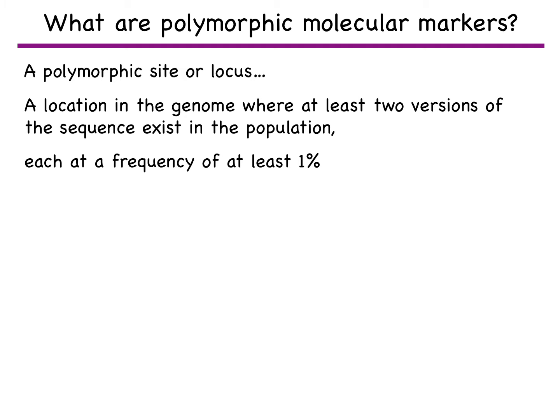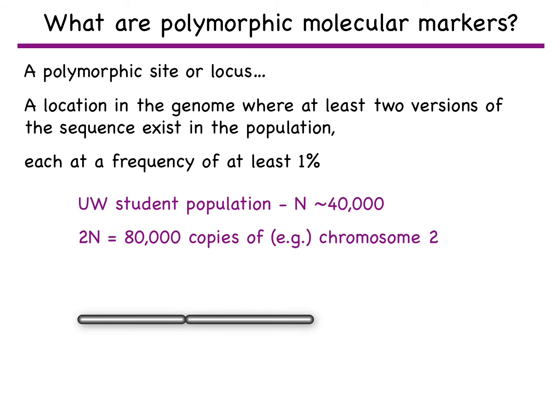Okay, so let's consider the UW student population. There's about 40,000 UW students. So for example, amongst this 40,000 students, that would mean that there's about 80,000 copies of chromosome 2.